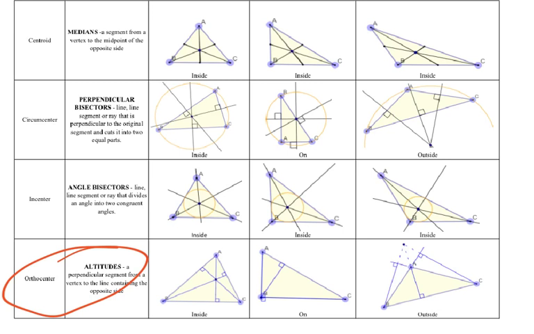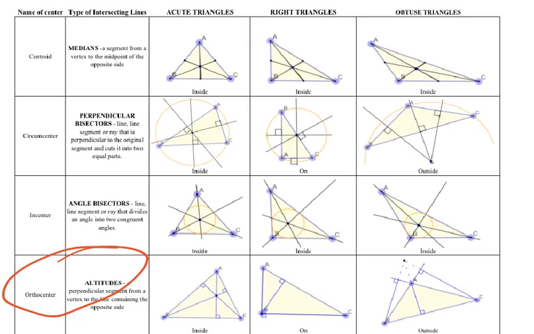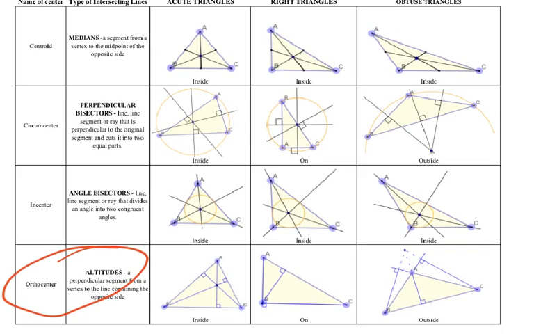And not all the altitudes are on the inside of the triangle. So you can see in acute triangles, they're on the inside. In right triangles, they're right on the triangle themselves right here. And in an obtuse triangle, it's on the outside of the triangle.